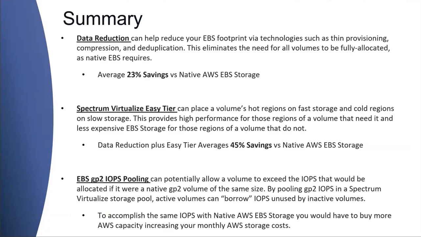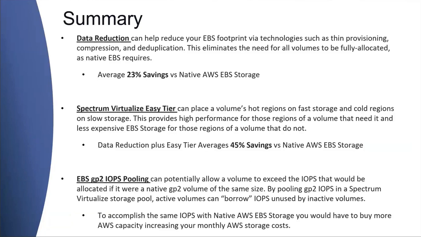From an Easy Tier perspective, we're able to save over 45% from Spectrum Virtualize. So you're taking your native workload today that might be in AWS, putting it behind Spectrum Virtualize, and you can actually reduce your overall EBS storage footprint by up to 45%.